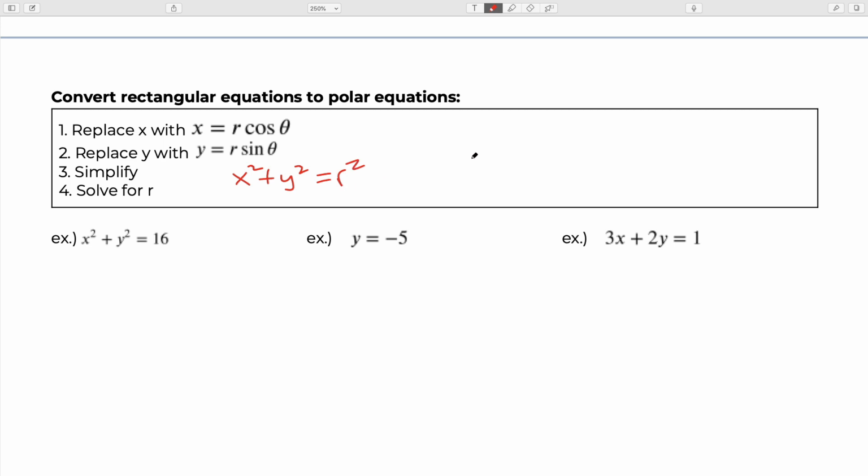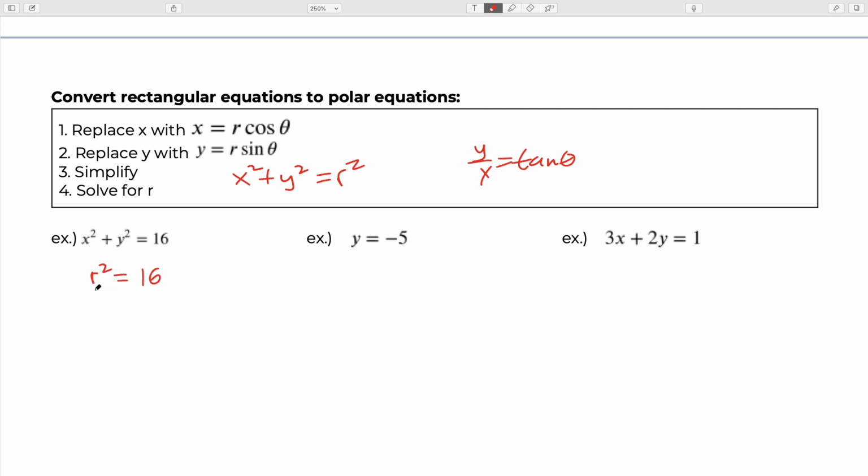And then last but not least, if you have y over x, you can also replace that with tangent of theta. Okay, and again, remember this is coming from our notes section. As well, this makes sense for how we converted our coordinate points. So remember when we had x and y, if we want to convert them to r and theta, we use these two equations. So in this case, we see the x squared and the y squared, so we can say r squared is equal to 16.